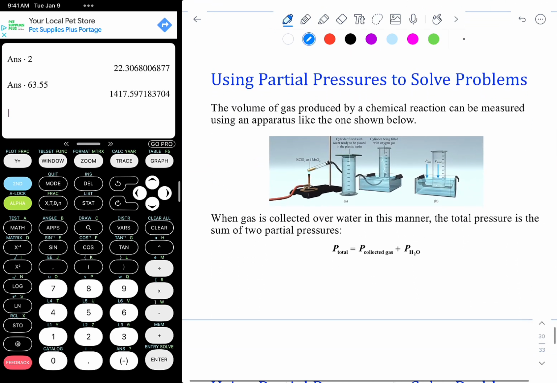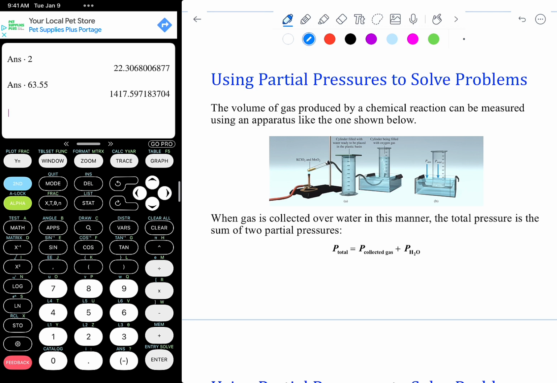We can also use this concept to use partial pressures to solve problems. So when we're in an actual laboratory and we want to determine the volume of gas that can be produced from a chemical reaction like the one we just saw, the volume of the gas can actually be recorded by trapping that gas in a piece of glassware that can measure volume, right? Volume can apply to liquids, but it can also apply to gases. You just have to be a little creative about it. So we do that by trapping the gas over water.